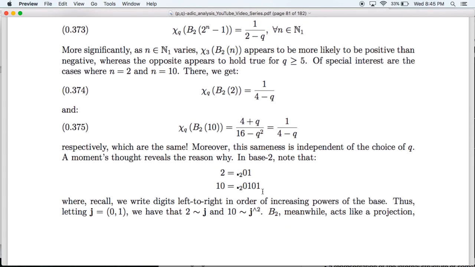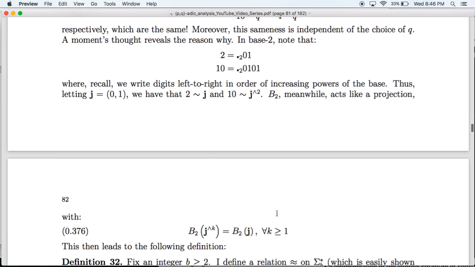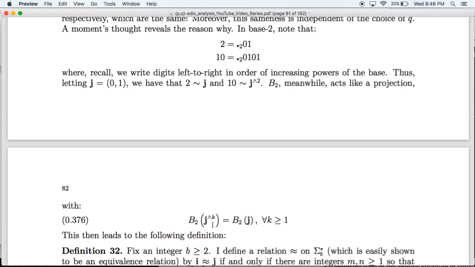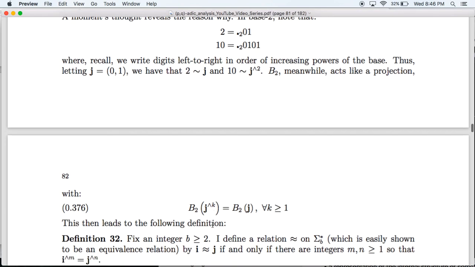If we look in base 2, the digit sequences of 2 and 10 are 0, 1 and 0, 1, 0, 1. Again, recall, we write the digits left to right in order of increasing powers of the base. So, letting j be 0, 1, we have that 2 twiddles j, and 10 twiddles the concatenation of j with itself. B2, meanwhile, acts like a projection, as we saw, it's idempotent, and B2 of the concatenation of k copies of j is the same thing as applying B2 to j itself. So this then leads to the following definition.